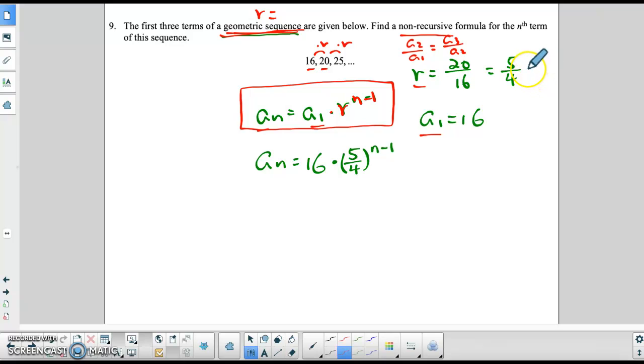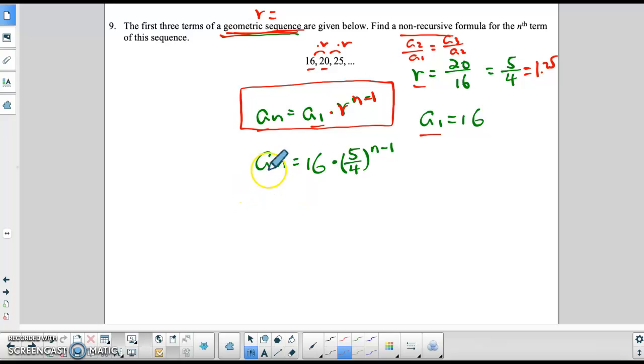It's okay to leave it as a fraction, but if you do not like a fraction, you can also write it as a decimal. Who cares, right? So that is 1.25. That's totally fine, as long as it's convertible. Sometimes if you have 5/3, then just leave it as a fraction because you're going to have a repeating decimal.